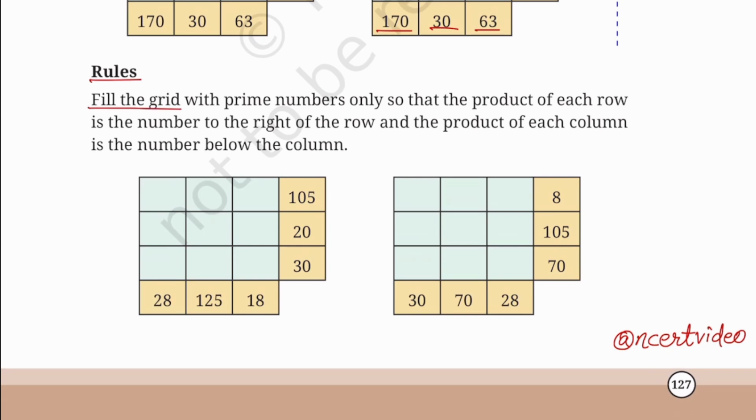Rules. Fill the grid with prime numbers only so that the product of each row is the number to the right of the row and the product of each column is the number below the column.